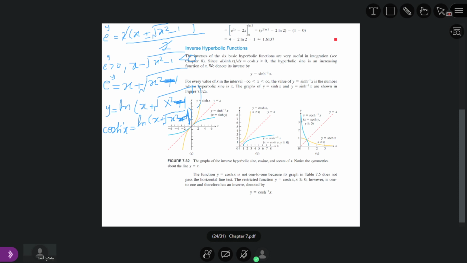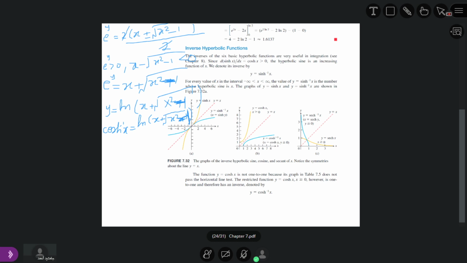I again repeat. First we take y equal to cosine hyperbolic inverse x. Then we shift the inverse to the other side, so we get cosine hyperbolic y equal to x. After that we put the value of cosine hyperbolic y, which is e power y plus e power minus y divided by 2. Then we cross multiply: e power y plus e power minus y is equal to 2x. After that we multiply e power y on both sides, so e power 2y plus e power 0 is equal to 2x e power y.